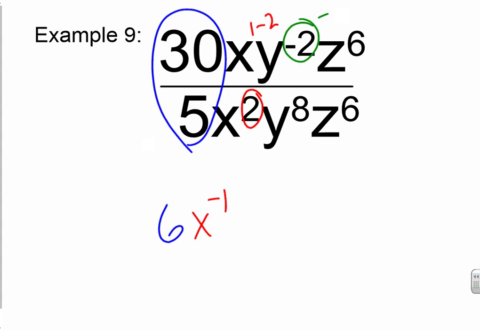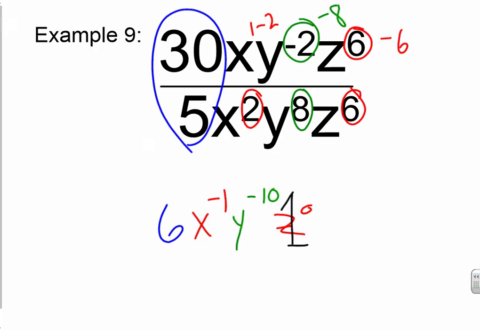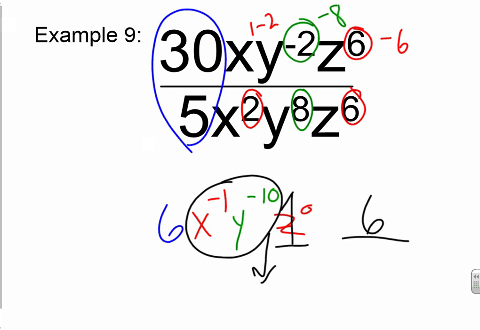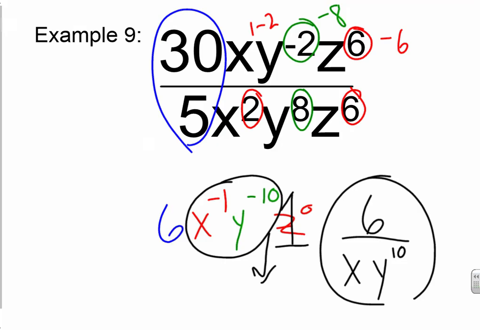Negative 2 minus 8 is y to the negative 10th. And then I have 6 minus 6, which is z to the 0 power. We know that z to the 0 power is actually just 1. And we know our negative exponents get shoved to the other part. So 6 is still on top, times 1 is still 6. And we get our x to the positive first power and y to the positive 10th power. And here's your final answer for example 9.